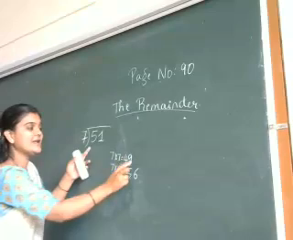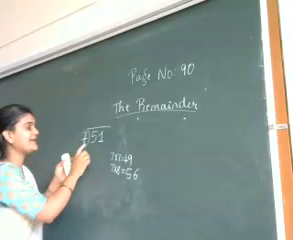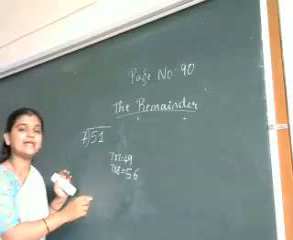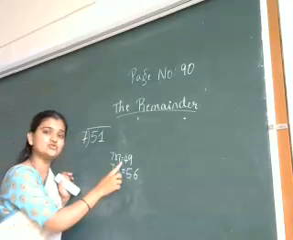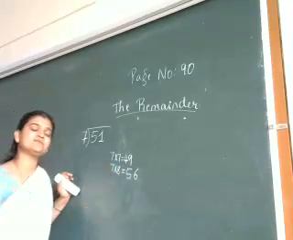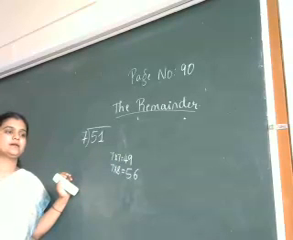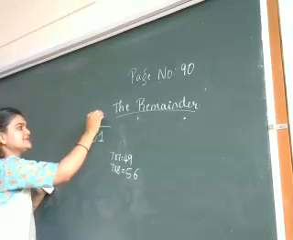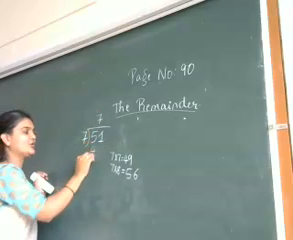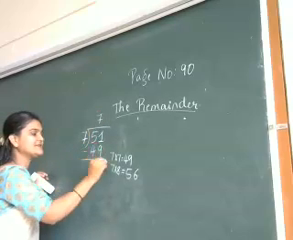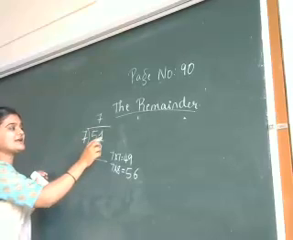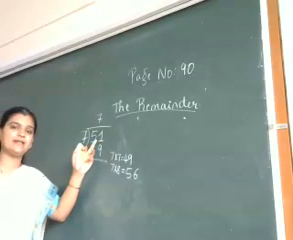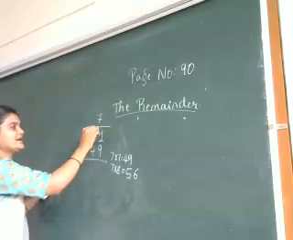Because the number 49 is less than 51. Yes or no? Which will you take? 7 7s of 49 you choose or 7 8s of 56 will you choose? 7 7s of 49. See here, 7 into 7, 49. Okay, now subtract, children. Can you subtract 9 from 1? No. So what will you do here?